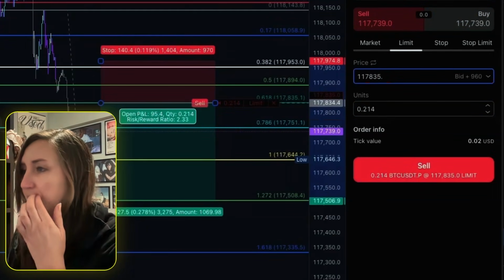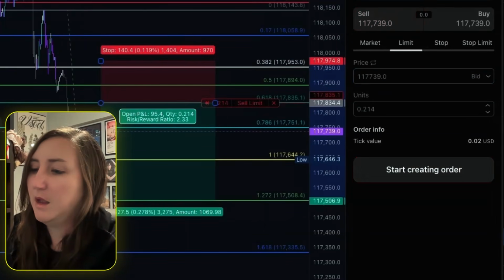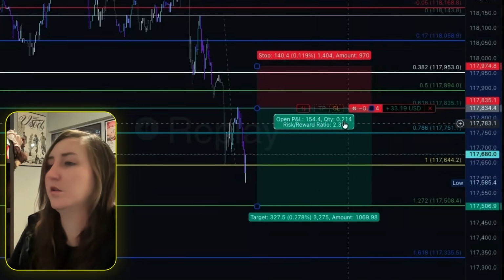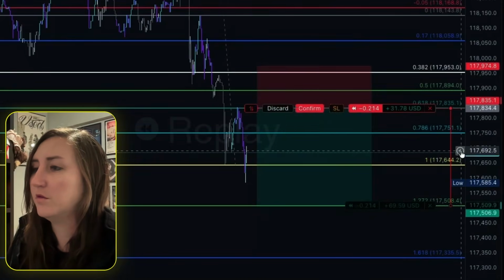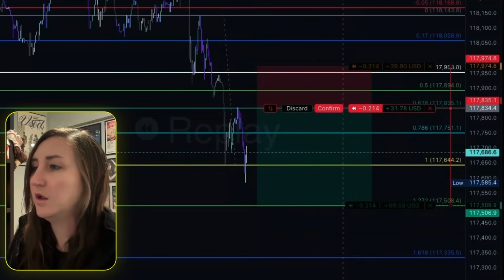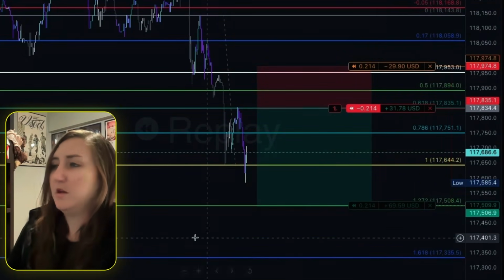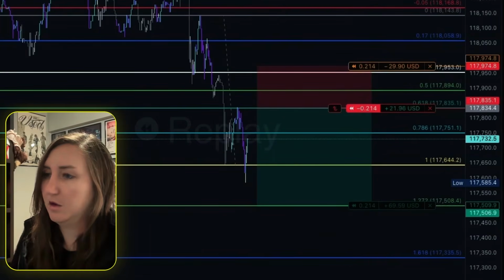I don't know if this one's going to work out. We are pretty far down, but we'll give it a go. So sell limit executed. Let's see. All right, we're in our sell. Oh, I forgot to set my take profit. Way to go, Leah. Take profit 1.272. Nice, $70. Stop loss $29.90. So if we lose this trade, we lose $30. We win $70. So a nice 2.5 risk reward here. Keep playing it. Nice short.